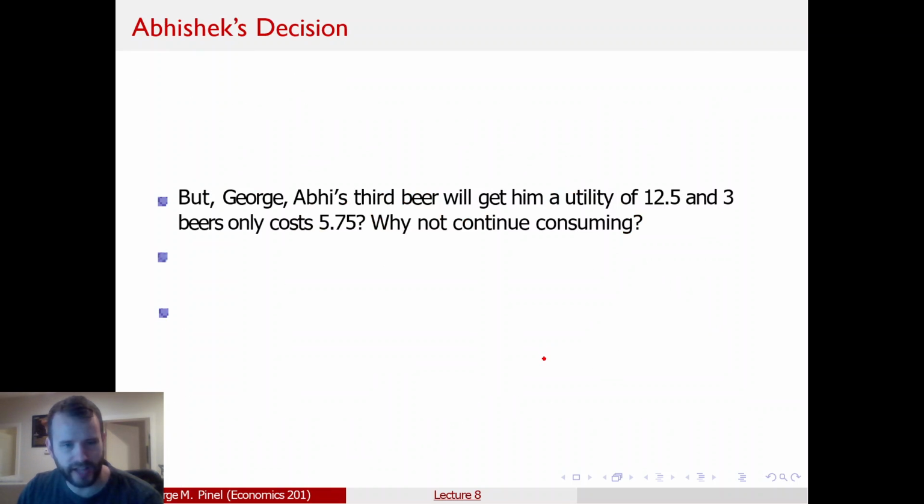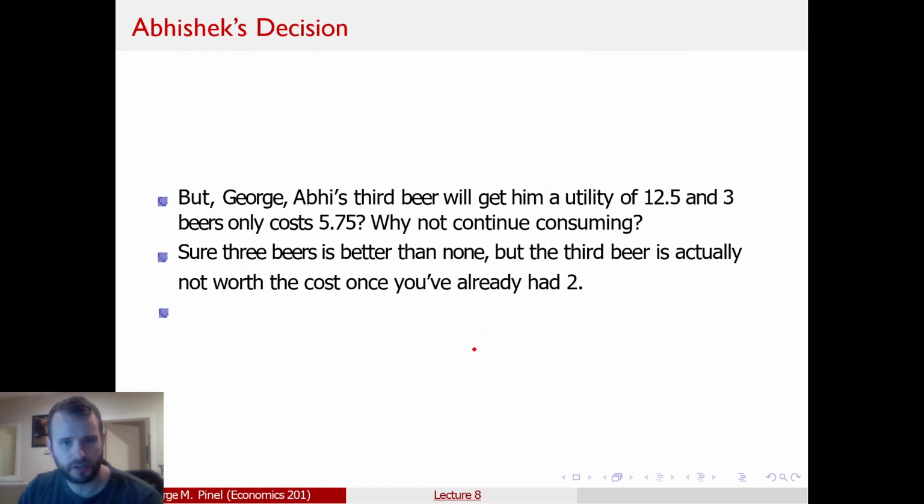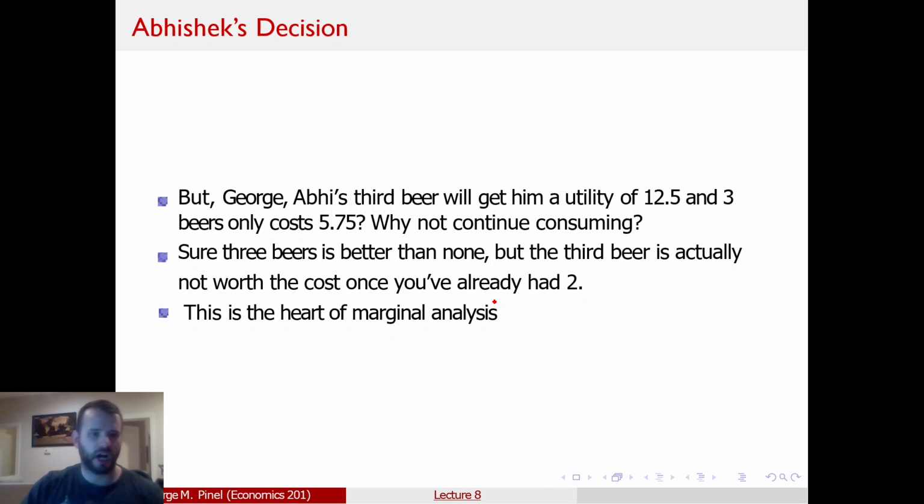Okay? And that's called marginal analysis. You're going to stop once your marginal cost is greater than your marginal benefit. Okay? So if you could drink in between beers, like if you could drink 2.25 or 2.249 beers, you'd stop at the exact point where your marginal cost is equal to your marginal utility.